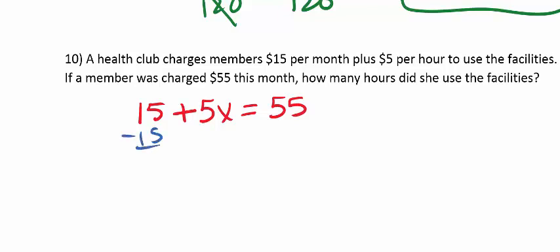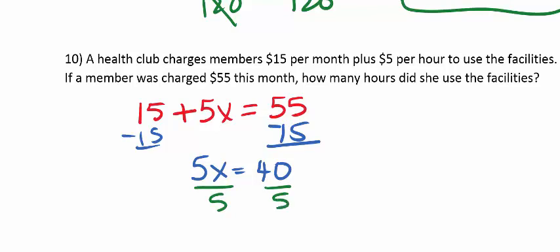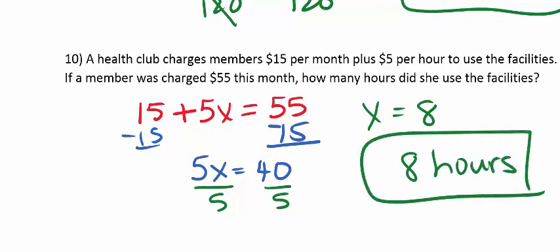Now to solve, we're going to subtract 15 from both sides, and we get 5x is equal to 40, and then we can divide both sides by 5. So x is 8. So she used the facilities 8 hours this past month.